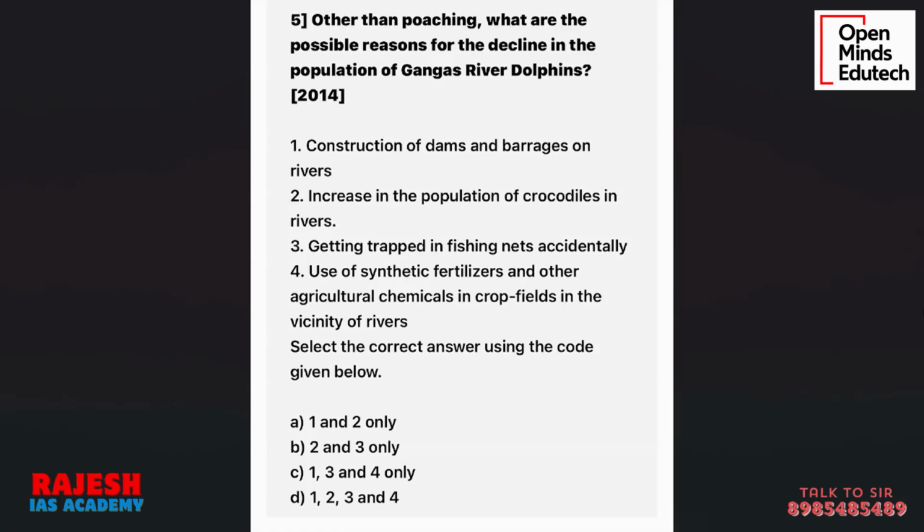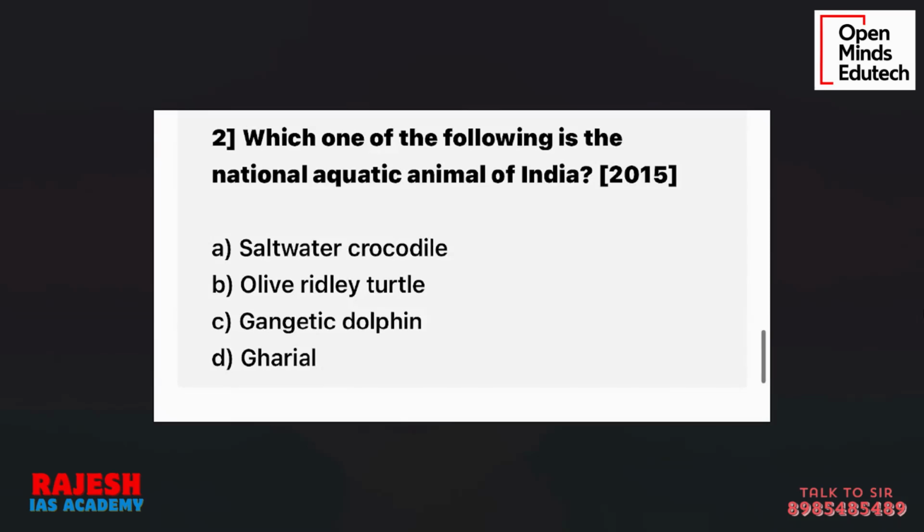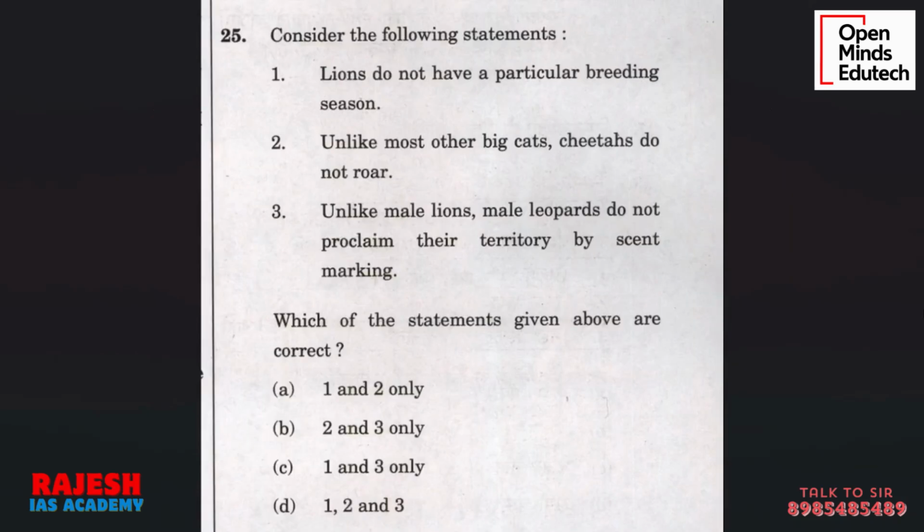Then this is a question on threats. What are the threats the Ganges river dolphin is facing? Okay, so you can see what threats are being faced. We are seeing questions on habitat, we are seeing questions on features, we are seeing questions on threats, and we are seeing questions on status, like what is the status under the Wildlife Protection Act, etc. Which one of the following is the national aquatic animal in India? Like when the government is declaring something, you should immediately know it is a part of current affairs.